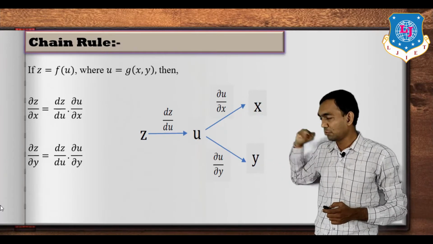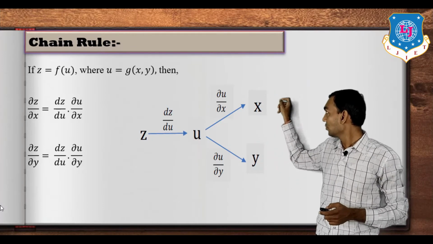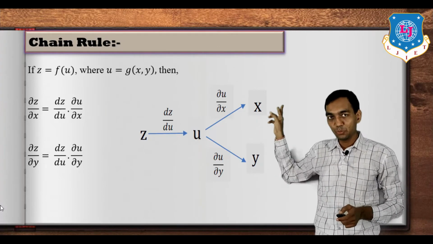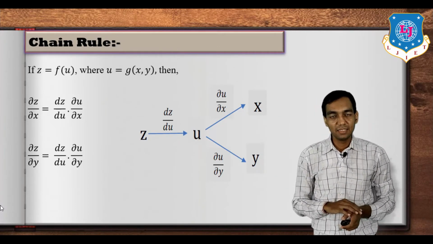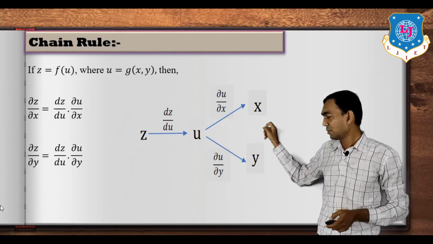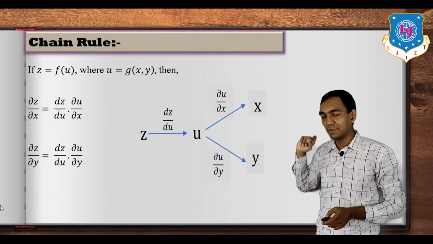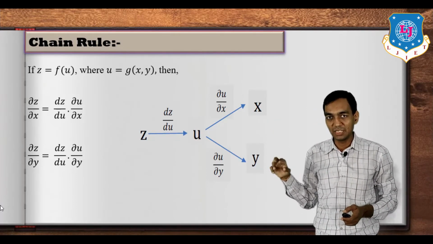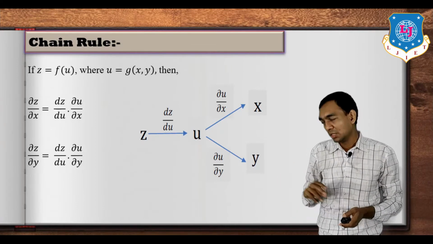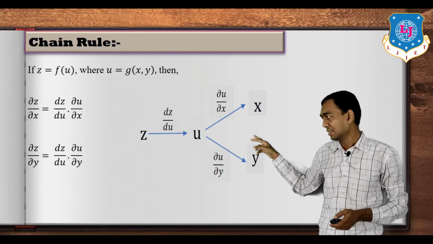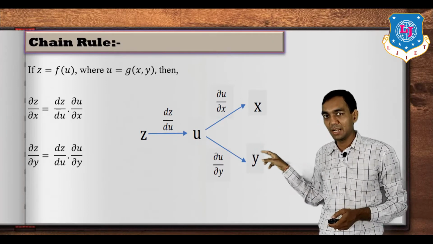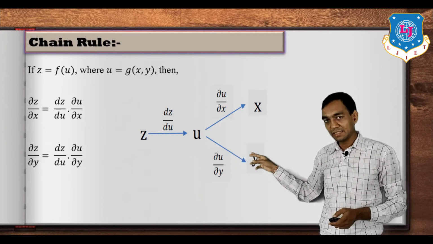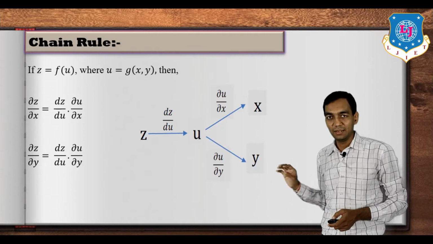Suppose first we are starting with a basic simple chain rule. Suppose z is a function of u and u is a function of x and y. Then if you put the value of u in z, that will give you z as a function of x and y, correct? That means if you are finding the derivative, you can find the partial derivative because z is a multivariable function. So del z by del x is dz by du into del u by del x, and del z by del y is dz by du into del u by del y.